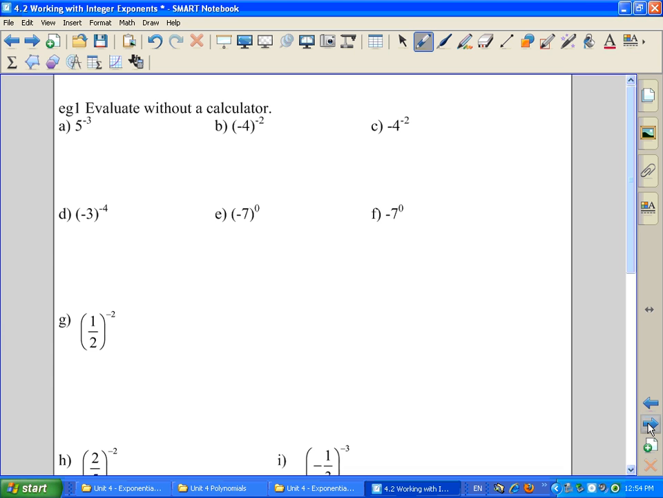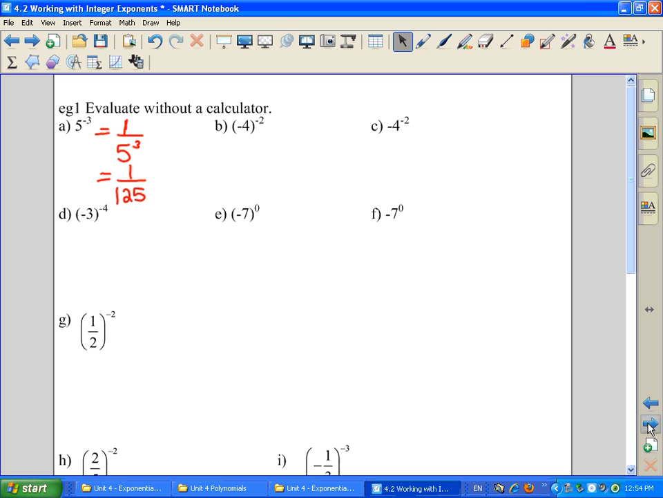First of all, for a, I recognize that the exponent is negative, so to make it positive, it's going to be 1 over 5 to the power of 3. And 1 over 5 to the power of 3 is 125.